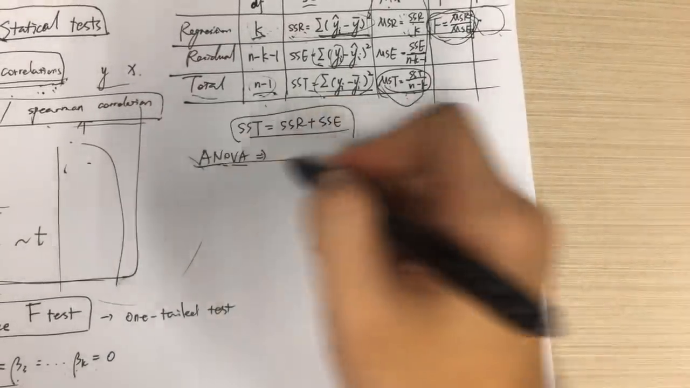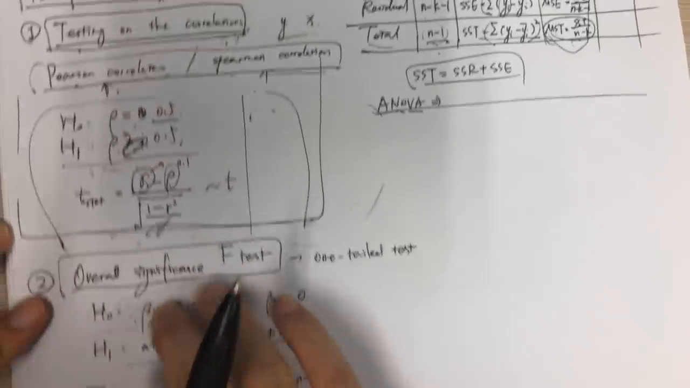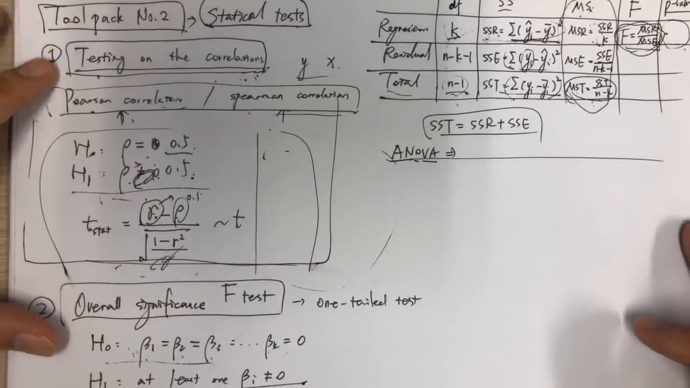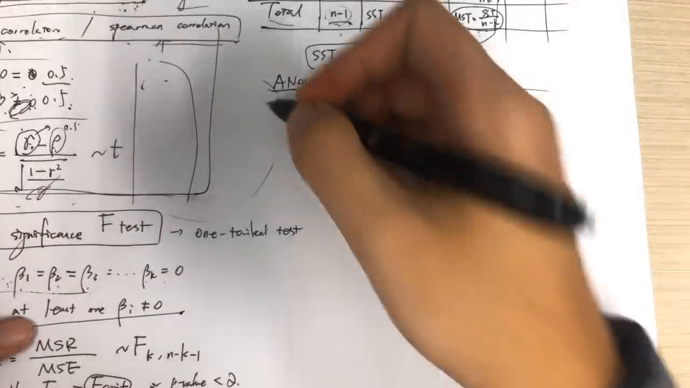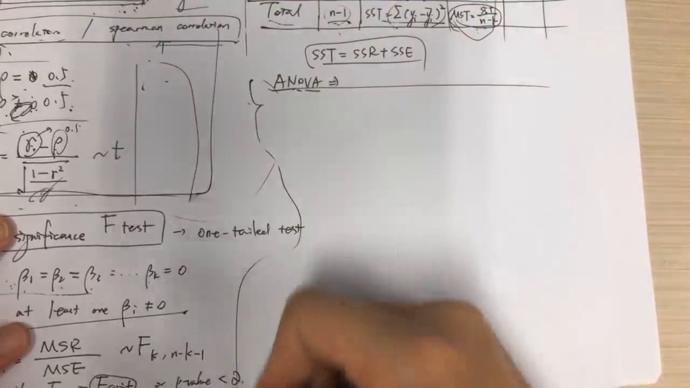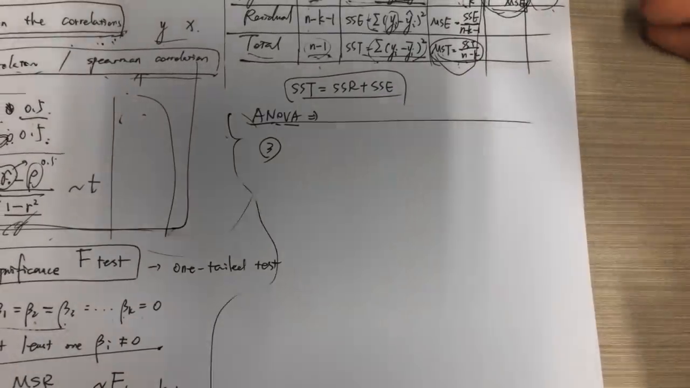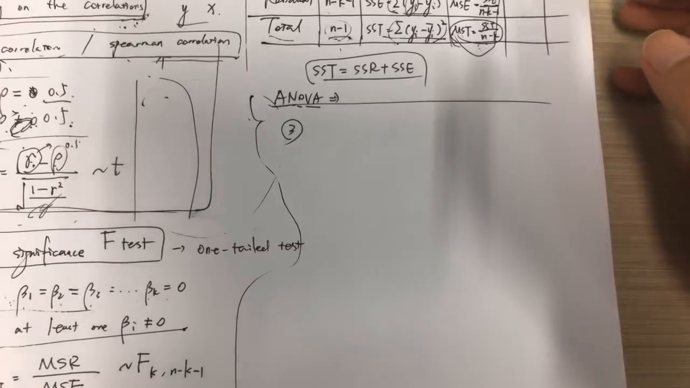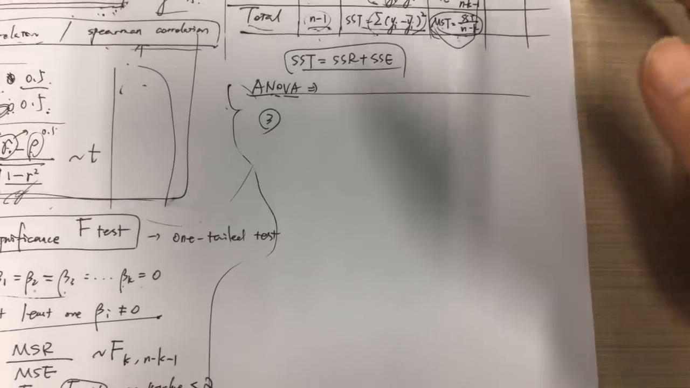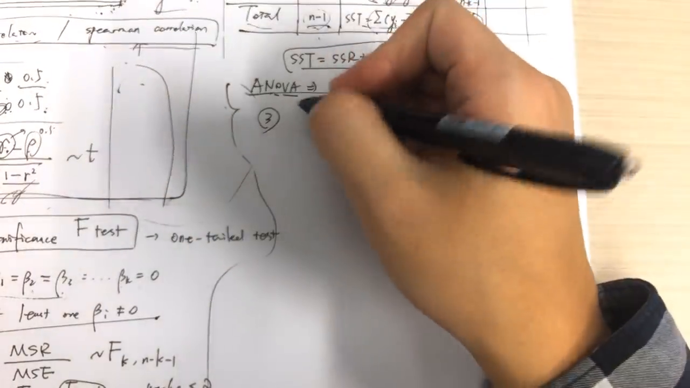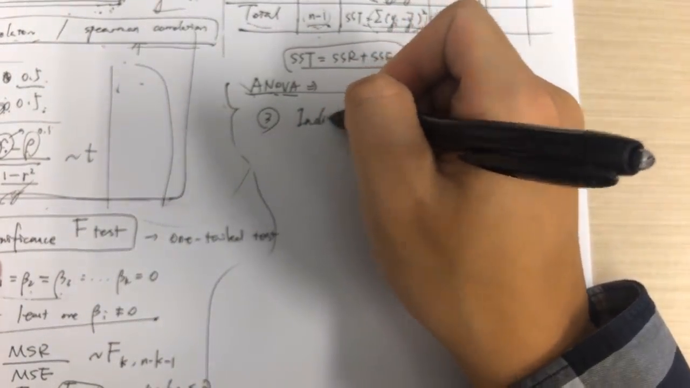So that's all about the second tool in the second tool pack. And now here comes the last tool. We have tool 1, tool 2, and the last tool is, have a guess, what is it? We just finished the overall significance F test, so the next should be called, yes, the individual significance t-test.